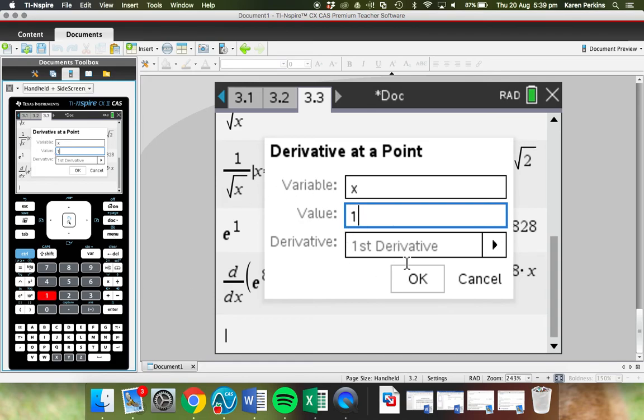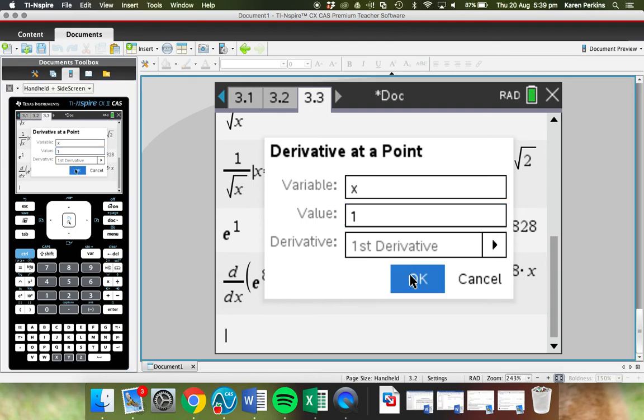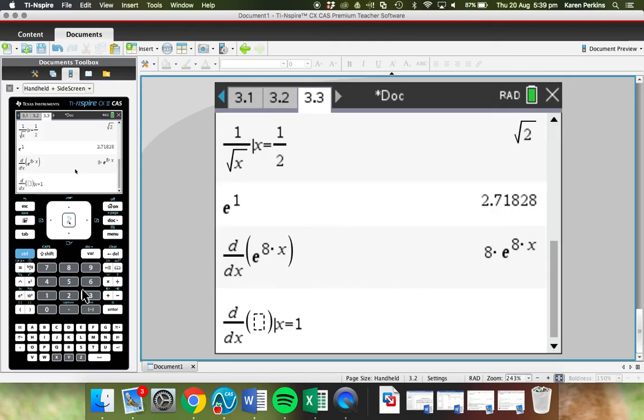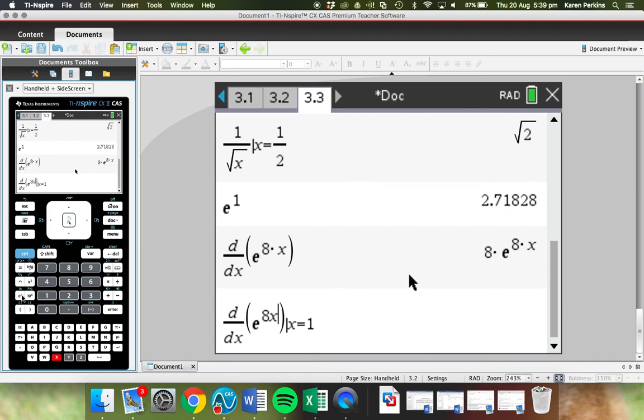We're only going to do first derivatives. I'm going to do that and then type in my equation there.